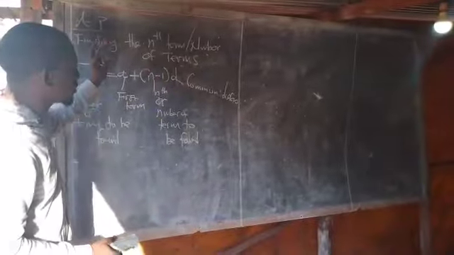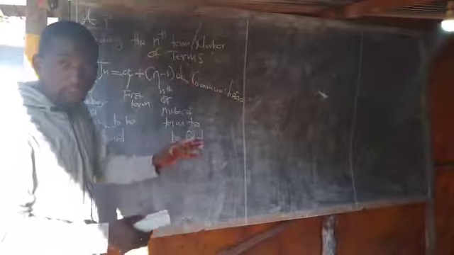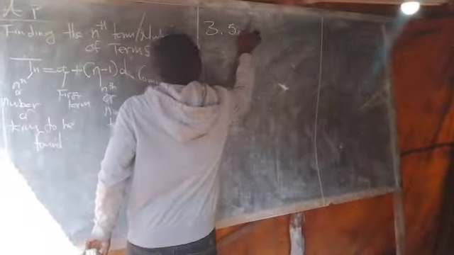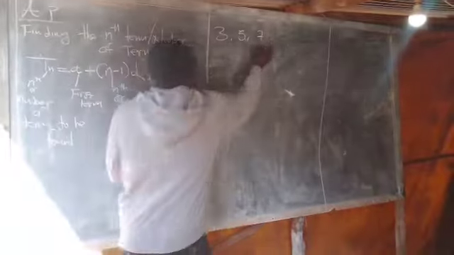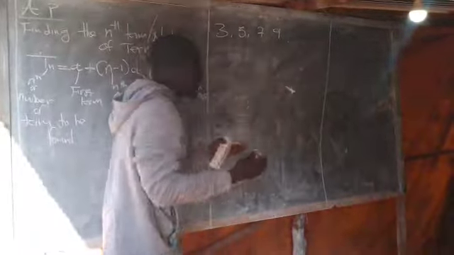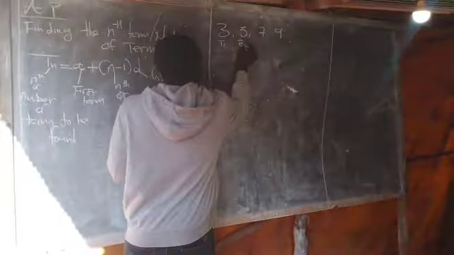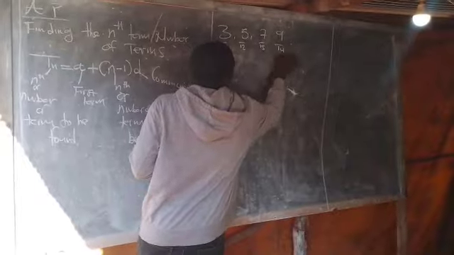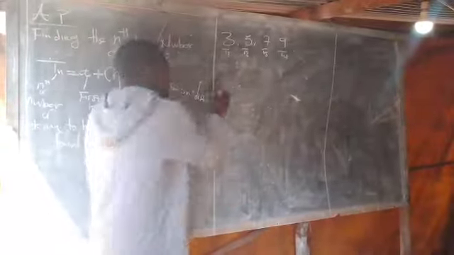So I'm going to demonstrate how you can find the nth term and number of terms using the formula. I'll give you the sequence 3, 5, 7, 9. Before you even start solving, you should note that this is T1, this is T2, this is T3, that's T4. Those are the terms that we have. They want you to find the nth term.